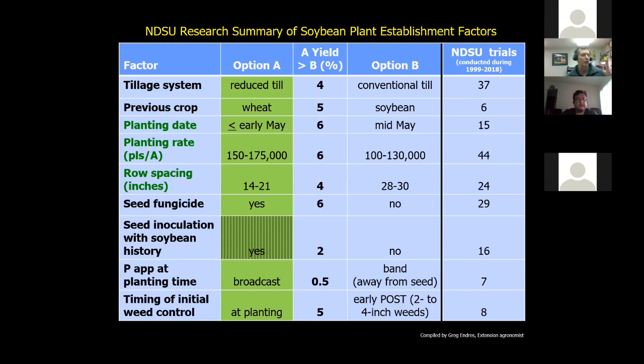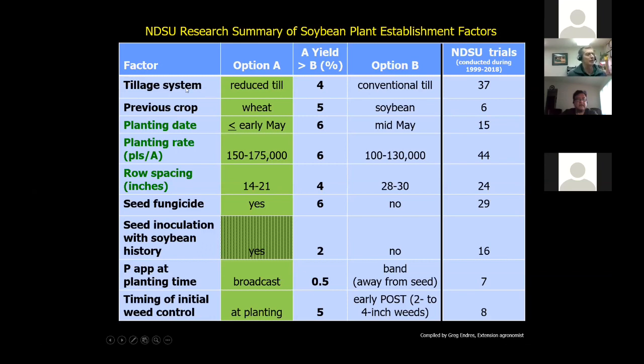But we're very confident in this database that this is a really good starting point to help a person keep their yield potential up there. So I'm going to go through and talk about those factors that have black print, and then those factors in green, the planting date, rate, and row spacing, we'll investigate those with more detail. So quickly, I'll just go through the factors and see how this chart is providing the information.